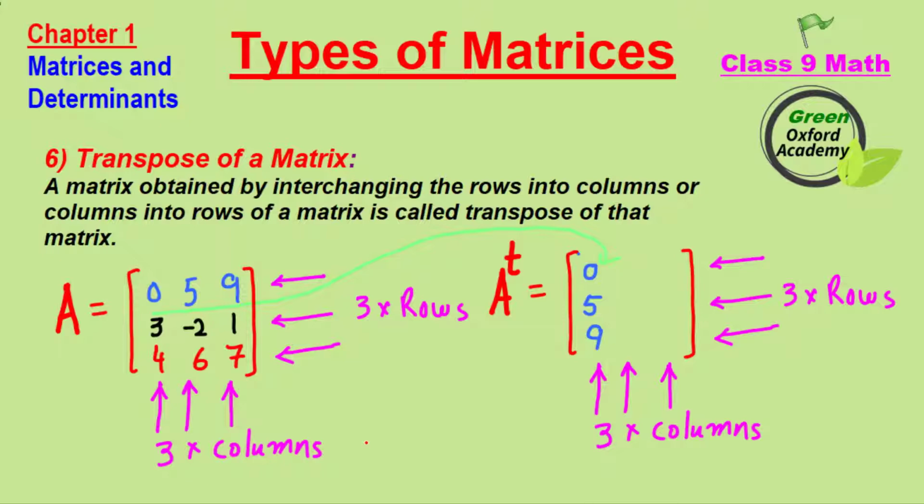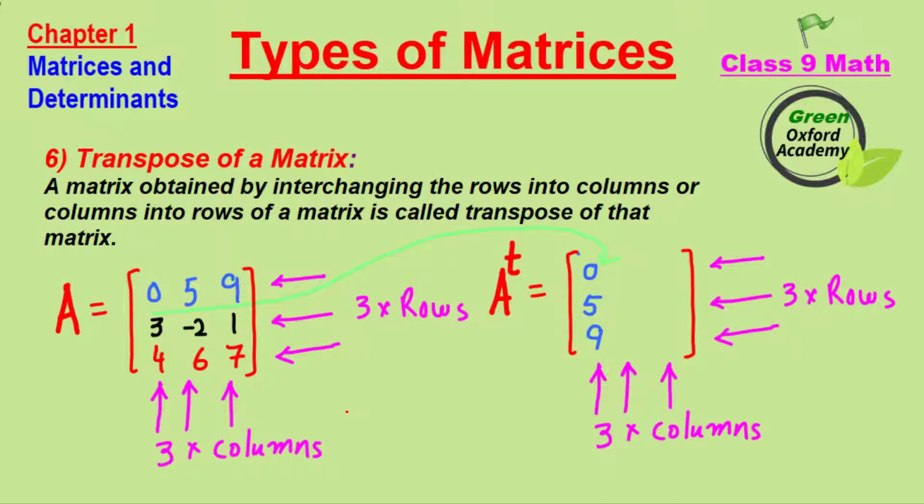As you can see, the matrix A contains 3 rows and 3 columns. We can interchange the rows into columns and the columns into rows. It's very simple, students. Now, as you can see in this example, I have placed the elements of the first row of matrix A into the first column of matrix AT, which is actually the transpose matrix.